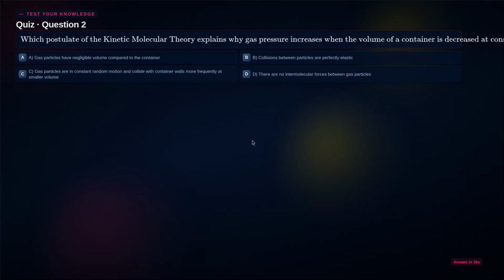Quiz question 2. Which postulate of the kinetic molecular theory explains why gas pressure increases when the volume of a container is decreased at constant temperature? Option A. Gas particles have negligible volume compared to the container. Option B. Collisions between particles are perfectly elastic. Option C. Gas particles are in constant random motion and collide with container walls more frequently at smaller volume. Option D. There are no intermolecular forces between gas particles. Think about what changes when you make the container smaller.